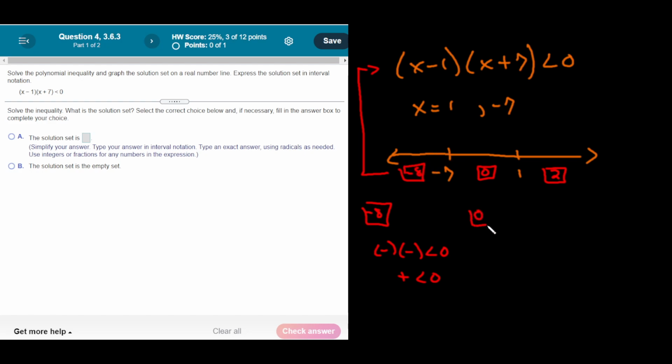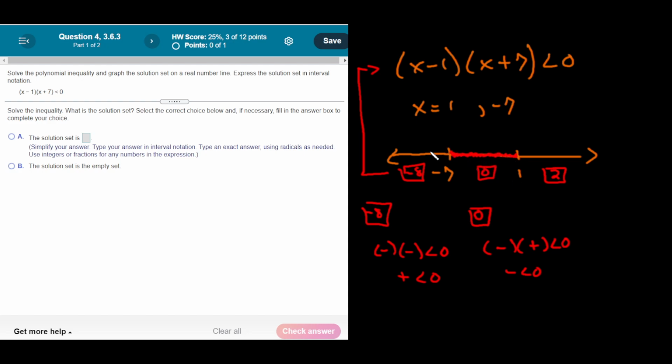Let's test 0. Plug a 0 into your first parentheses. So we have a parentheses times a parentheses less than 0, right? You plug a 0 into your first parentheses, you get a negative. You plug the 0 into your second parentheses, 0 plus 7 is +7, so that's a positive. What's a negative times a positive? Generally, it's a negative. Is a negative less than 0? Absolutely. Now, because 0 worked, we're going to shade where the 0 is, which is in the middle between -7 and 1.